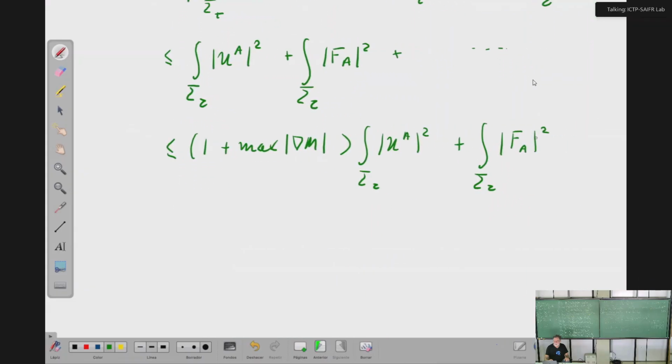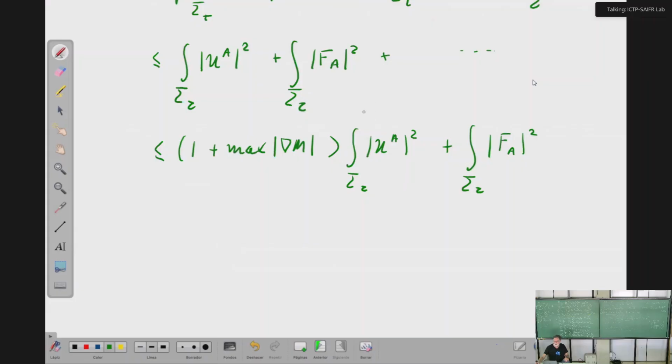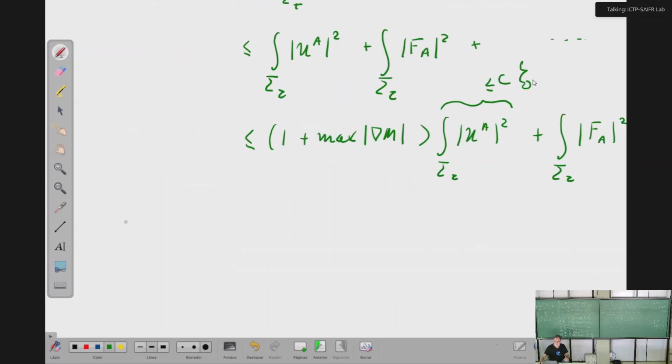So now this we can estimate, we can bound this. Since the M was positive, we can bound this by the energies. This is less or equal to some constant times the energy. Okay? So we get an equation of this type.